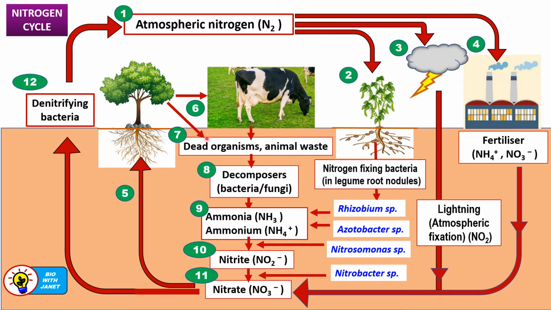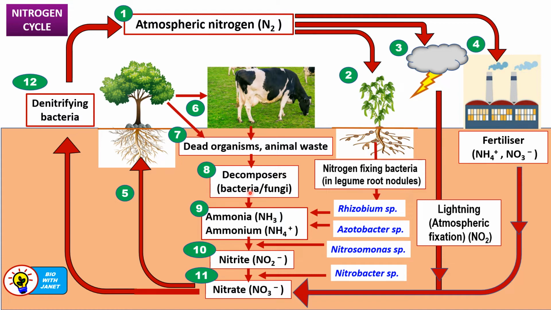Now, when plants and animals die, decomposition is carried out by decomposers such as bacteria and fungi. These decomposers will break down the bodies of these dead organisms and also break down the animal waste that they produce to form simpler substances such as ammonium ions. These fungi and bacteria are the saprophytic fungi and bacteria.